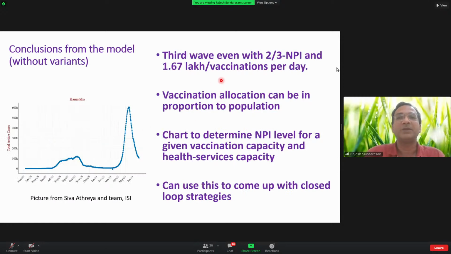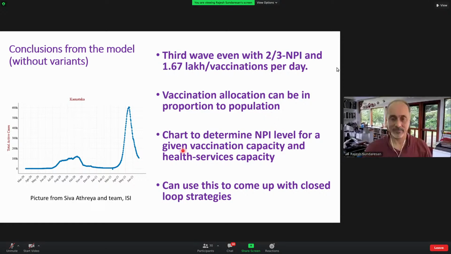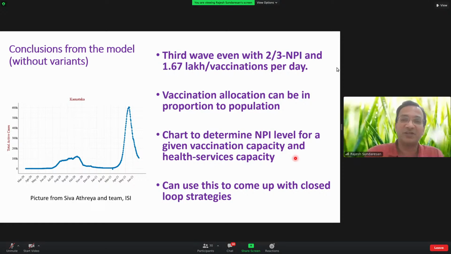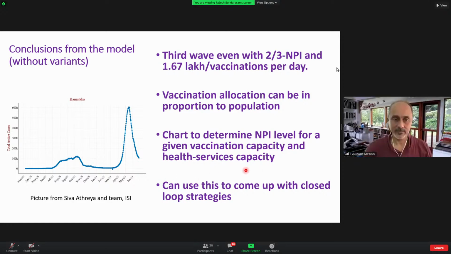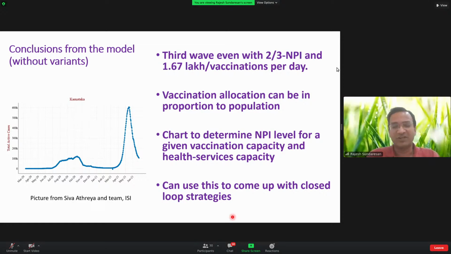So there is a third way, even with the most stringent NPI that we studied, and 1.67 lakh vaccinations per day. Vaccination allocation can be done in proportion to the population. This is a useful finding. We have provided a chart to determine the NPI level for a given vaccination capacity and health services capacity, and can use this to come up with closed loop strategies, which I did not discuss, but it's something that is quite clear from the pictures that I showed.